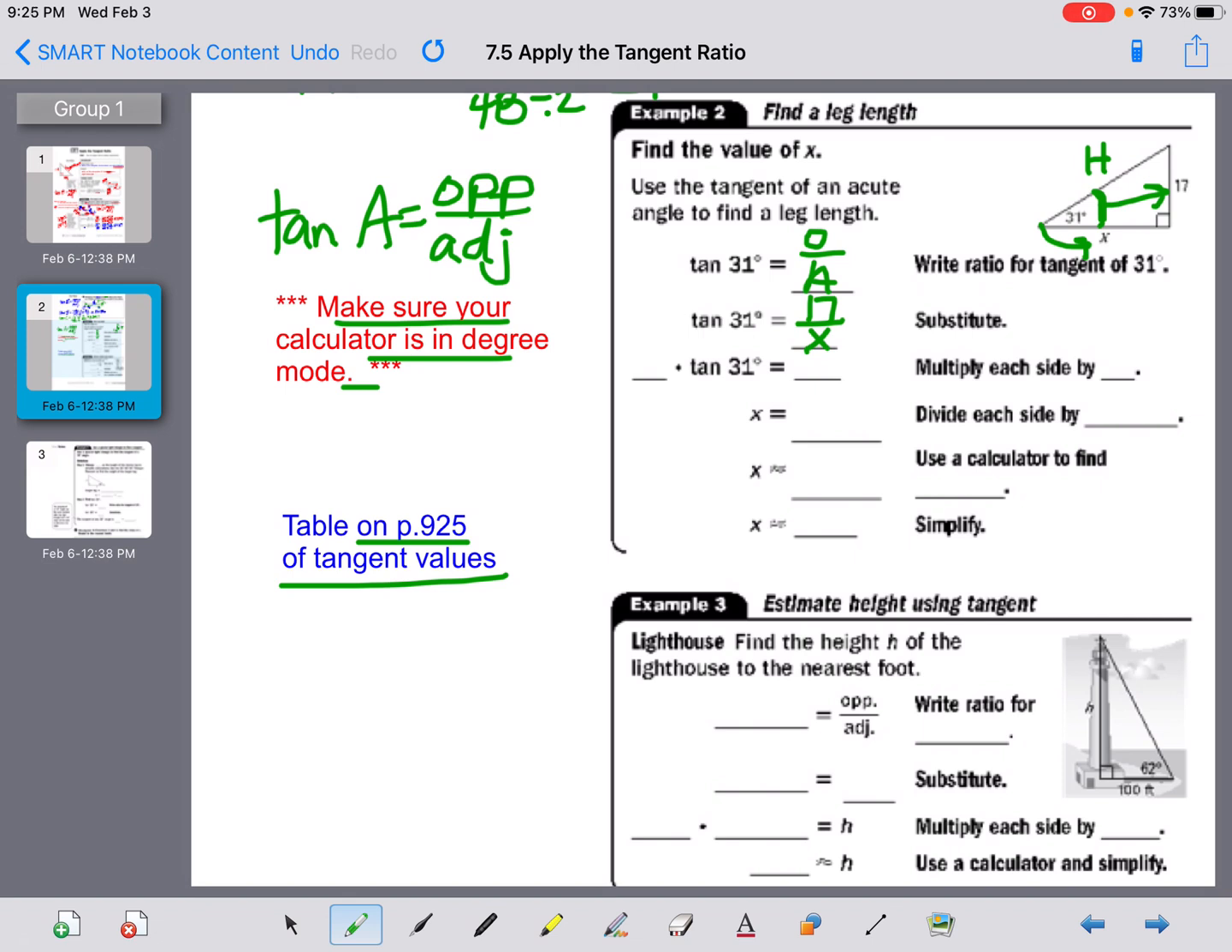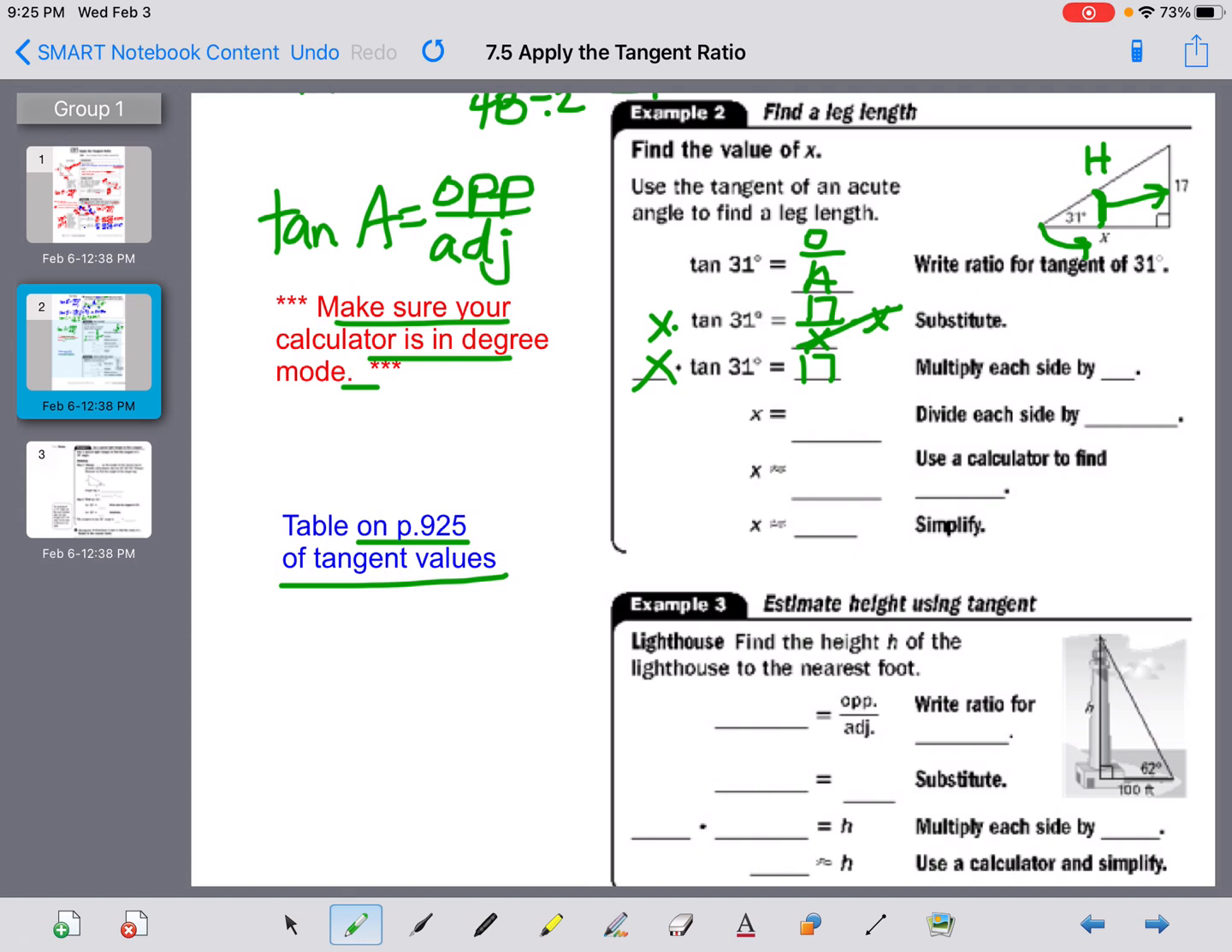I'm going to solve for x. To solve for x, first, I can never solve for a variable when it's in the denominator. It just can't be done. I have to get that x out of the denominator. How do I do that? Well, I multiply by it. What I do to one side, I have to do to the other side. So I'm going to end up with x times the tangent of 31 on this side, they cancel, equals 17.